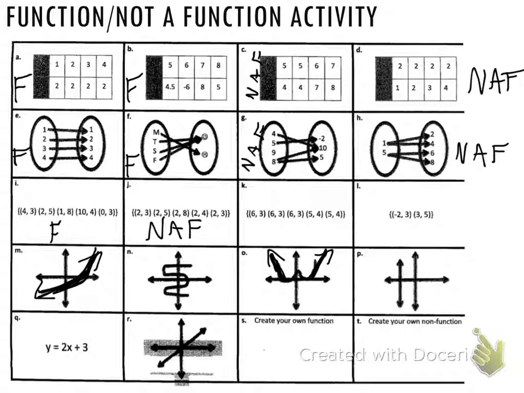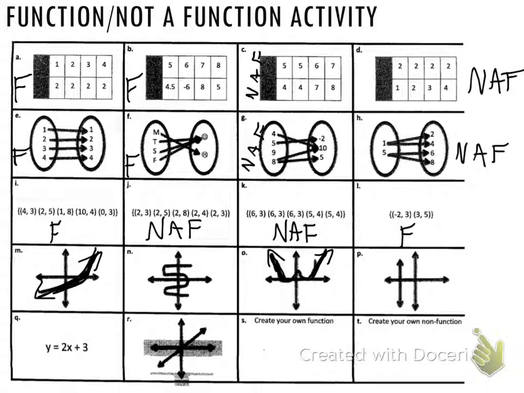Letter K, function, not a function. Not a function. 6 is repeating as well as 5. And L, negative 2, 3, 3, 5. Function, not a function. Function. None of the x values are repeating. Questions on a set of ordered pairs to tell if it's a function or not a function? Are we good with the first 3 rows so far?